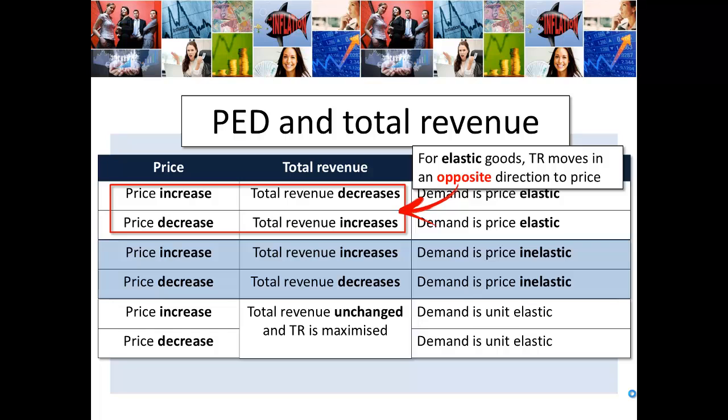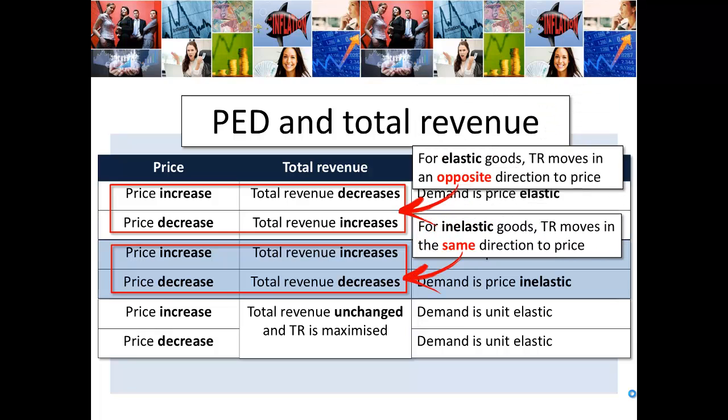So for elastic goods, total revenue moves in the opposite direction to price. Price increases, total revenue decreases. Price decreases, total revenue increases. For inelastic goods, it's the opposite. Total revenue moves in the same direction as price. A price increase, total revenue increases. A price decrease, total revenue decreases.